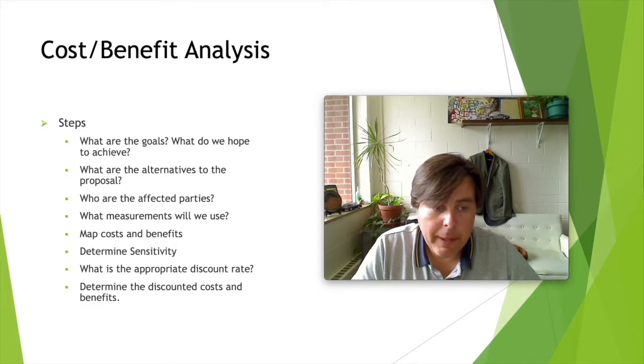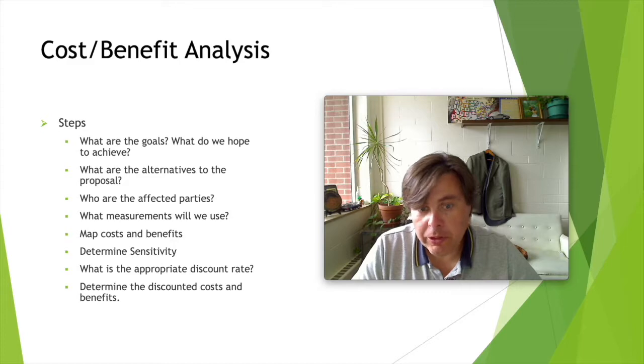Okay, we're going to have to map the costs and benefits. Okay, we're going to have to determine the sensitivity, right? So what are the sort of elasticities there? Okay, we're going to have to determine what the appropriate discount rate is, right?